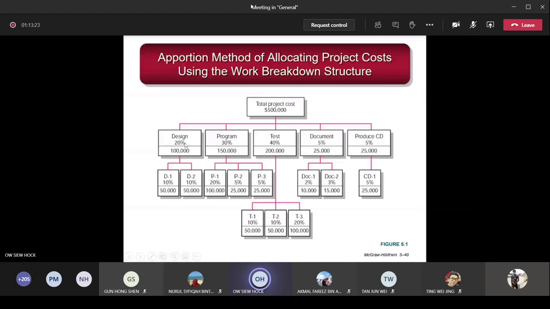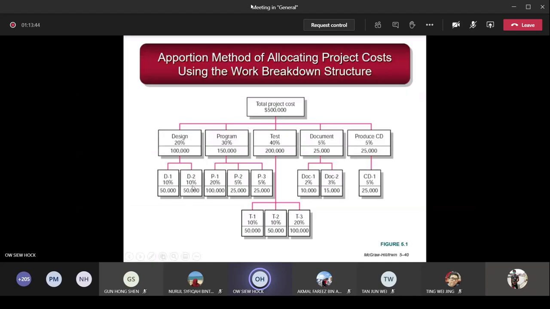So you can see this total amount. 20% of 500,000 is 100,000. 30% of 500,000 will be 150,000. You see, this is the second level. The highest level is the total cost. This is the second level. So now look at this design. Under design, you see you break down some more. This 20%, you break down into D1, D2, which is 10% each.